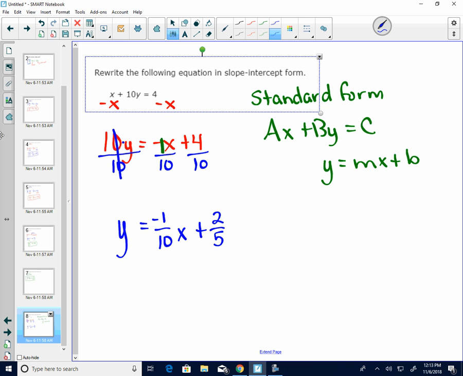So there are all your examples for solving and putting an equation in slope-intercept form.